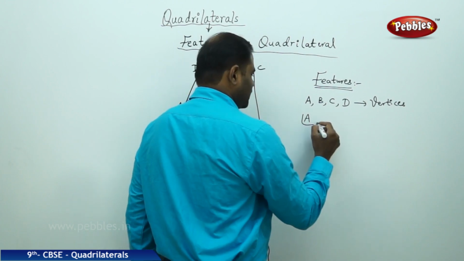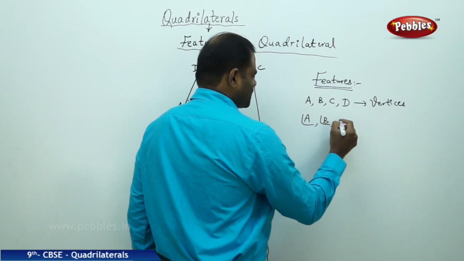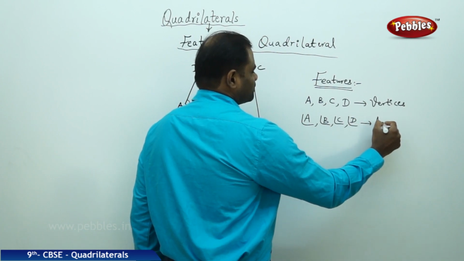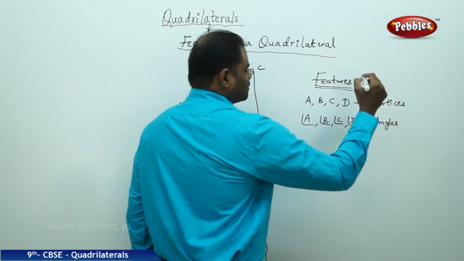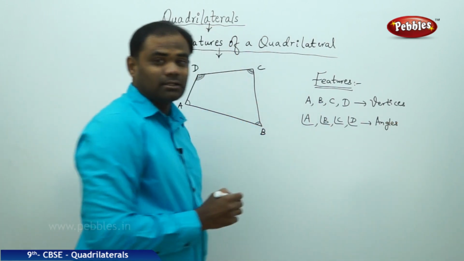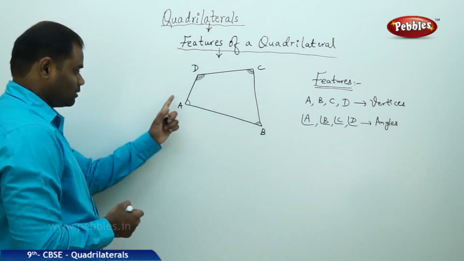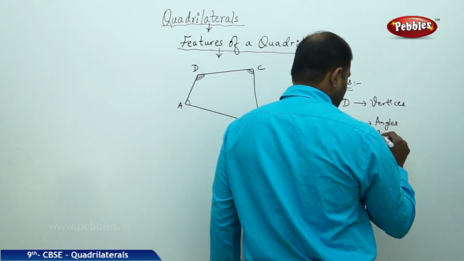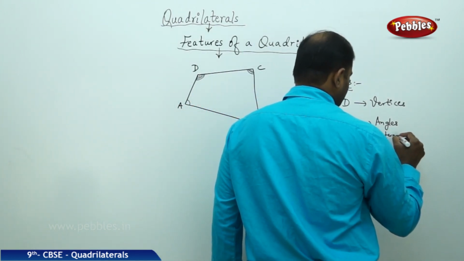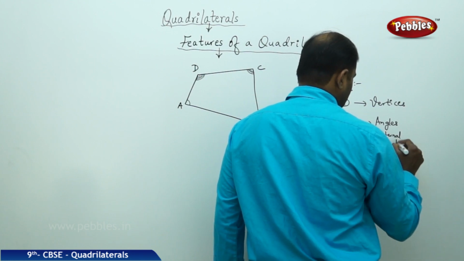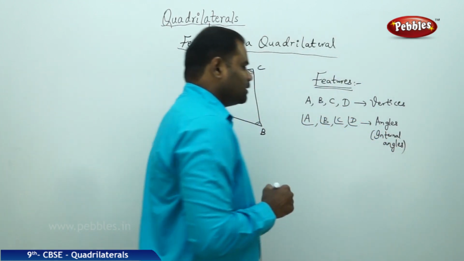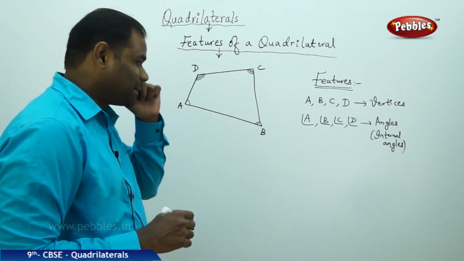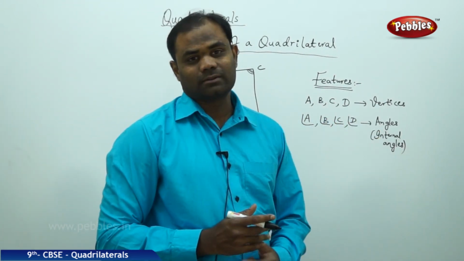As can be seen, angle A, angle B, angle C and angle D are called angles of the quadrilateral, and of course they are called internal angles of a quadrilateral. To be more specific, these are called internal angles of a quadrilateral. This is how we understand the vertices and the angles.